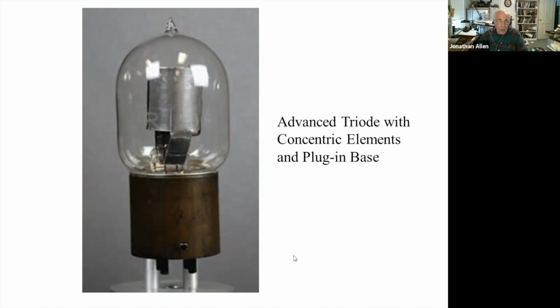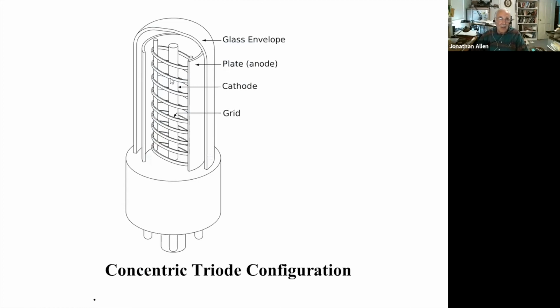Here's a drawing of a concentric triode geometry and a perspective drawing. And here you have the cathode in the middle, the grid, the plate, and around it the glass envelope, which keeps all that super duper vacuum inside.